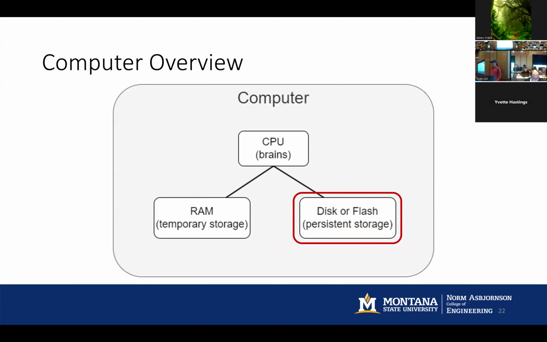The next aspect is going to be our disk and flash, and this is going to be our persistent storage. So who can tell me how the disk or that persistent storage is different than that temporary storage? Yeah, temporary storage disappears when you shut the computer off, versus your storage will just sit in the disk until you read it. Yeah, definitely good. Anybody else?